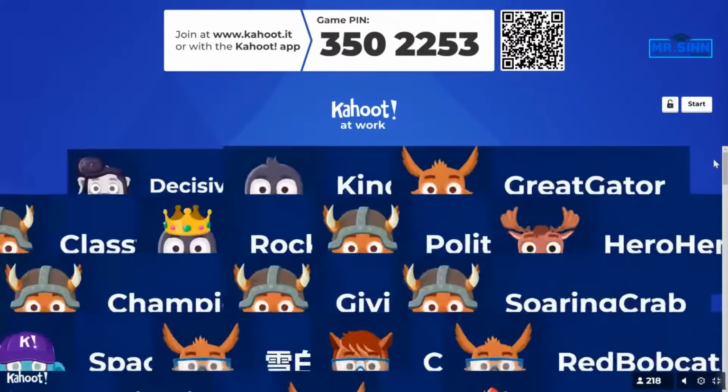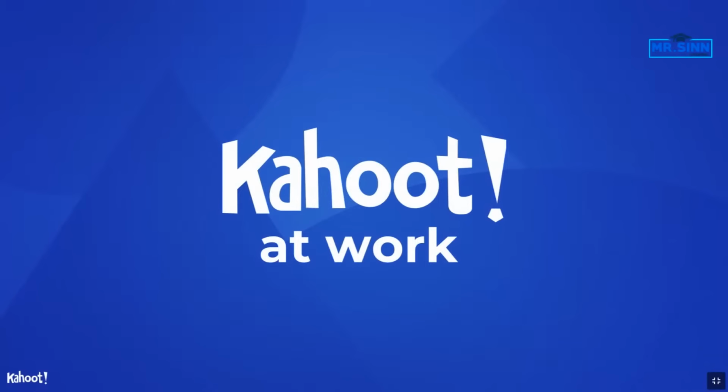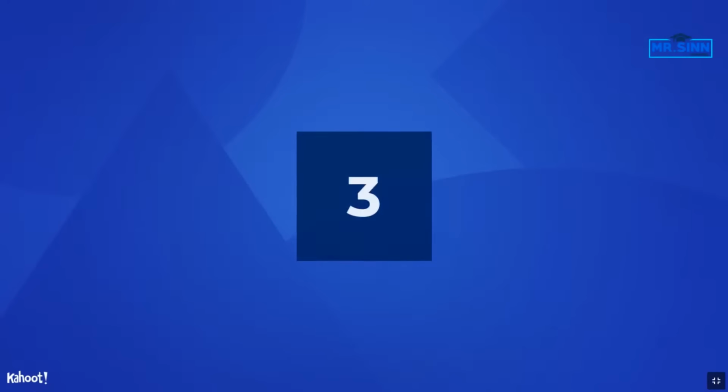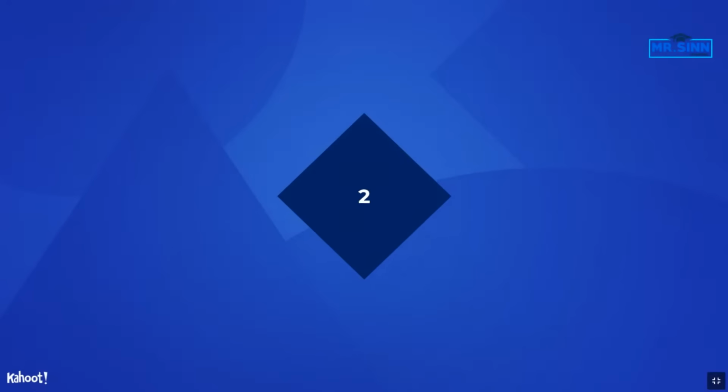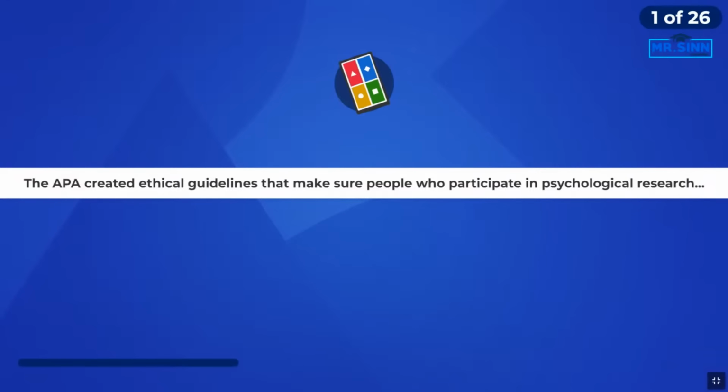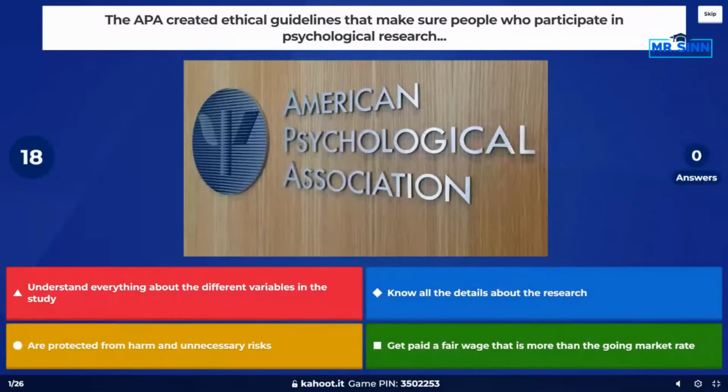We're going to get started so we can get into the learning right away and value your time. As always, it's just a game, but let's see who is the best with AP Psychology Unit 1. So here it comes. Question 1 right off the bat. The APA created ethical guidelines that make sure people who participate in psychological research what?